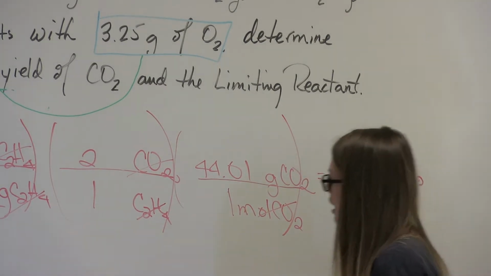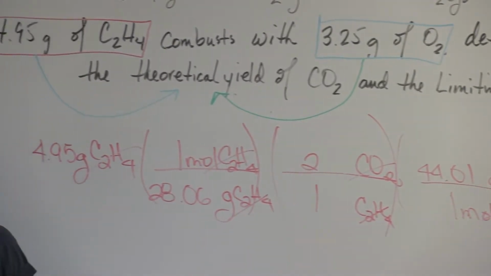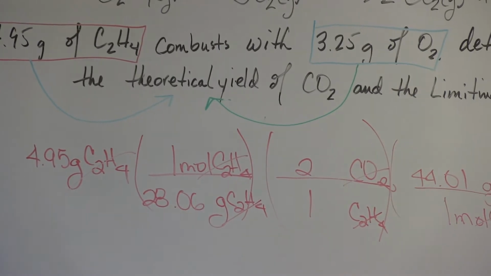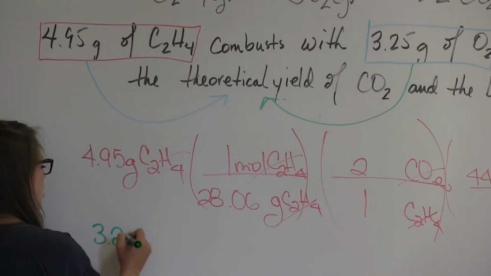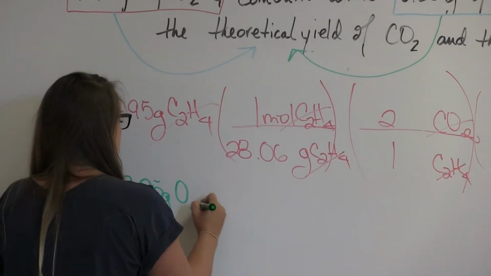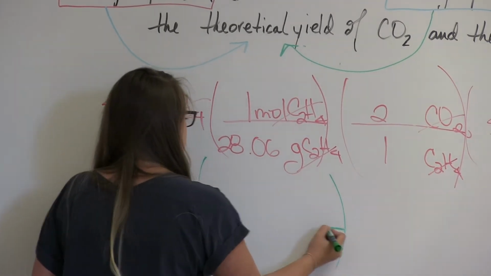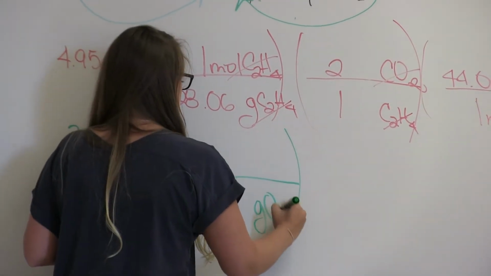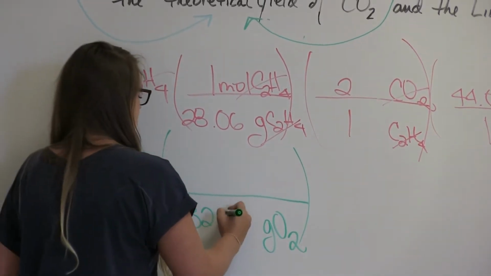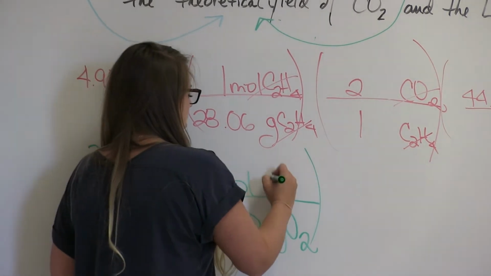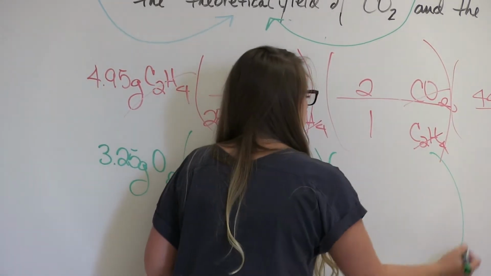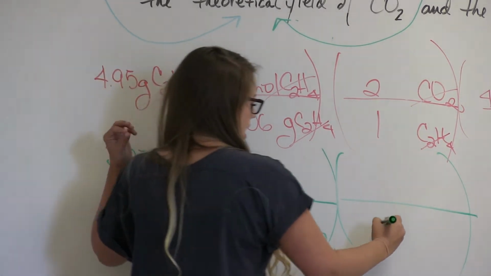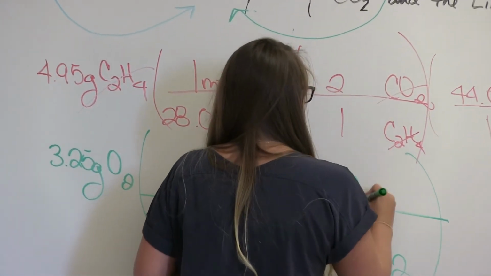Now we're going to do the exact same thing, but we're going to switch our reactants. Now we're going to do it for oxygen. We're going to take 3.25 grams of oxygen and go through the exact same steps, converting it to grams of carbon dioxide. So grams of oxygen needs to go on the bottom, and we're in 1 mole of oxygen. Now we can do our mole ratio, which we get from the balanced chemical equation. That's going to be a 3-to-2 relationship.